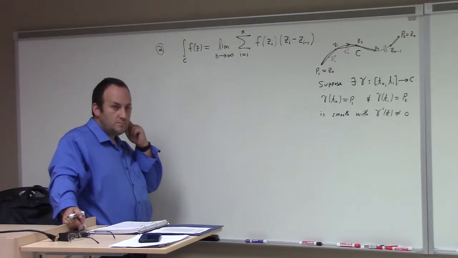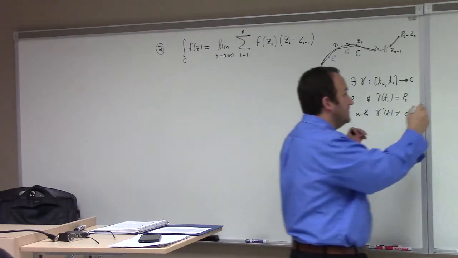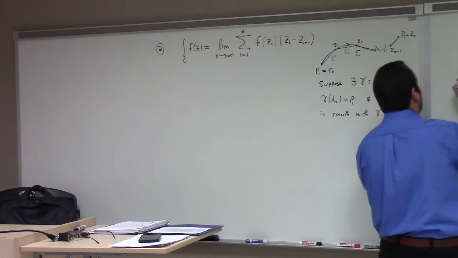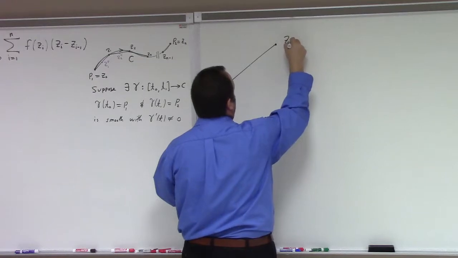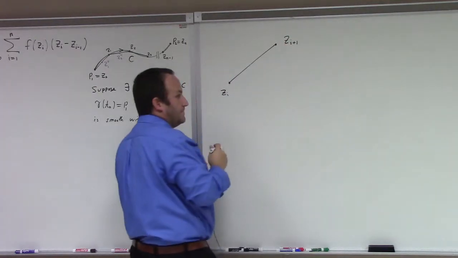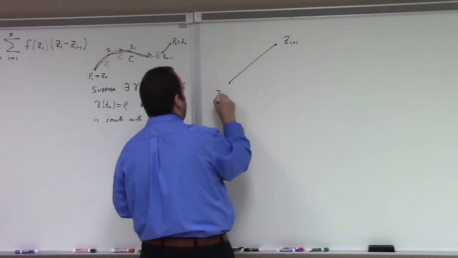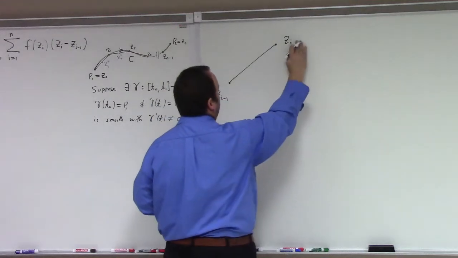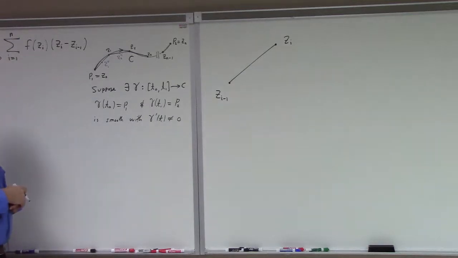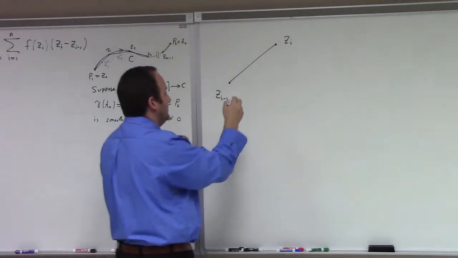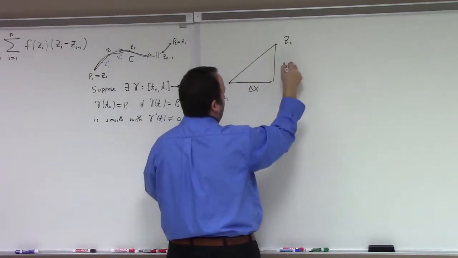Then what we can do is look at each little piece, say zi and zi plus 1. With my setup, I should probably be labeling this zi minus 1 and zi for direct applicability to my integral. So I want to focus my attention on that. What's going on here? You've got a delta x and you've got a delta y, right?